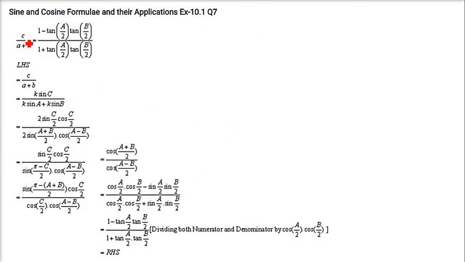Here we have to use c as k sin C, a as k sin A, and b as k sin B. Now this k gets cancelled. Sin C can be written as, because sin theta is 2 sin theta/2 cos theta/2, sin C can be written as 2 sin C/2 cos C/2. And sin A plus sin B can be written as 2 sin (A plus B)/2 cos (A minus B)/2. Right? Now here, this C can be written as pi minus (A plus B). So exactly what we have done here. This C has been written as pi minus (A plus B), because A plus B plus C is pi. Similarly here, this one, we have written as pi minus (A plus B) by 2.